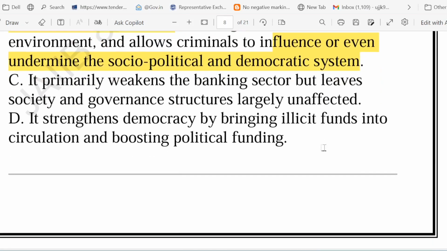What about option C? Option C says it mainly weakens banks, but society and politics remain safe. See, this is not correct. Banking weakness is one effect. Right? But the bigger danger is corruption, social damage, and political influence.